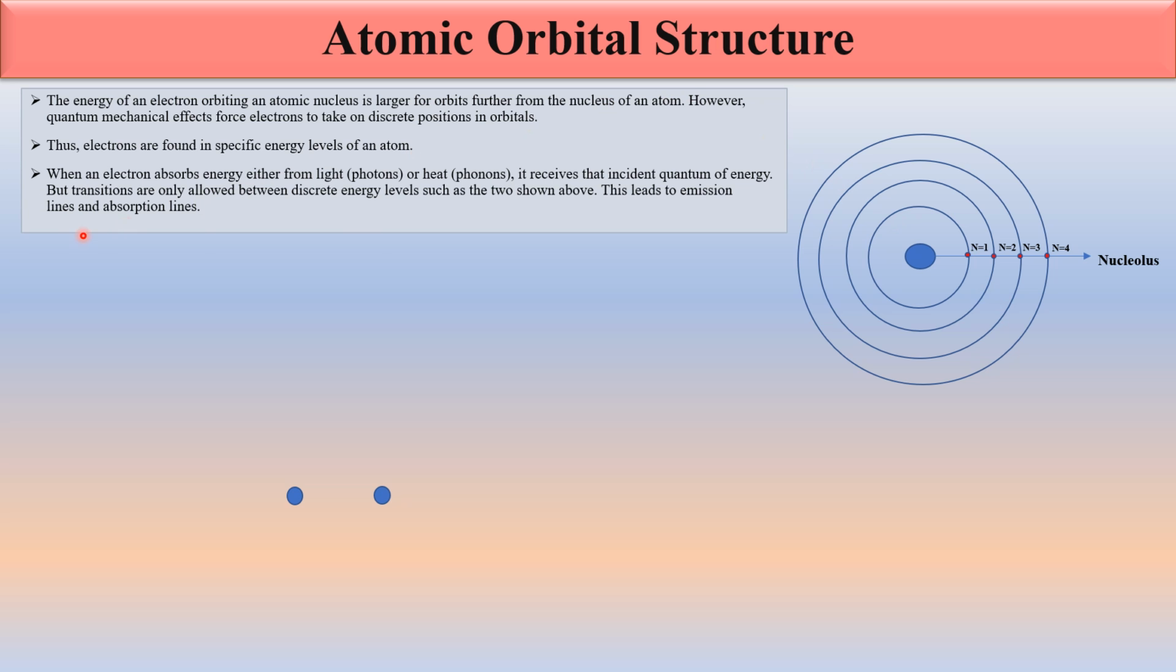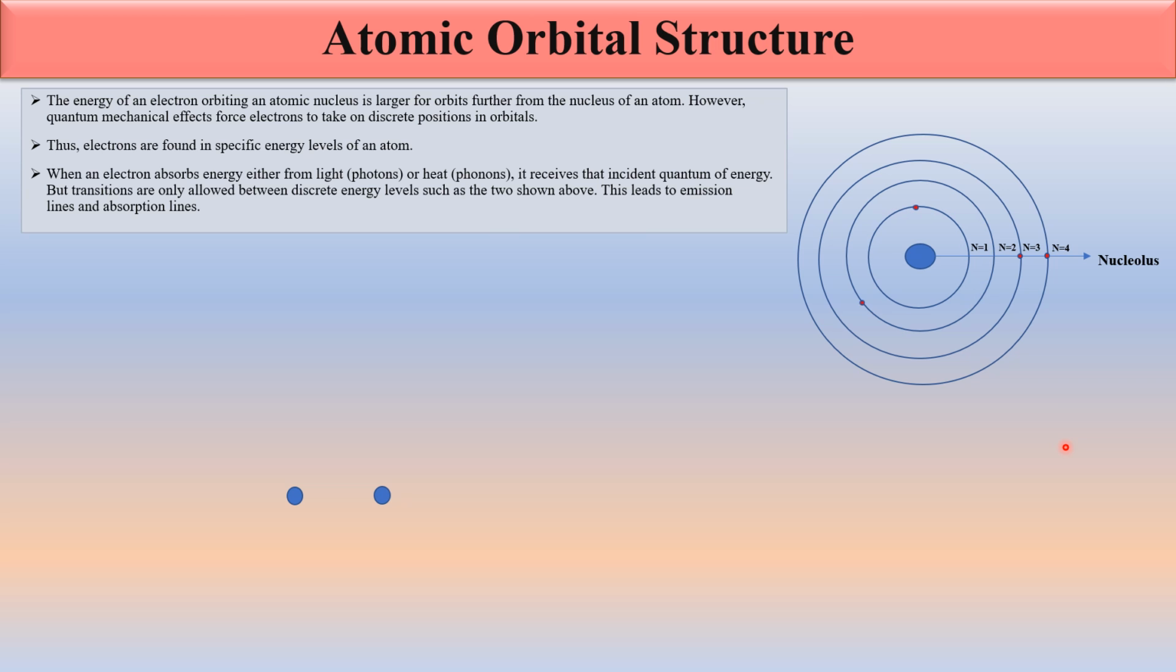When an electron absorbs energy, either from light or heat, it receives the incident quantum of energy. The transitions are only allowed between discrete energy levels, such as the two shown above. This leads to emission lines and absorption lines. It means whenever the electron, suppose this electron N1, receives energy either from light or heat, it can go to N2 or N3 or N4. So these are the discrete energy levels to which the electrons can move by absorbing energy from light or heat.